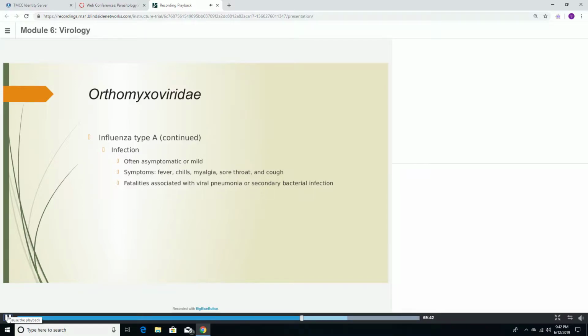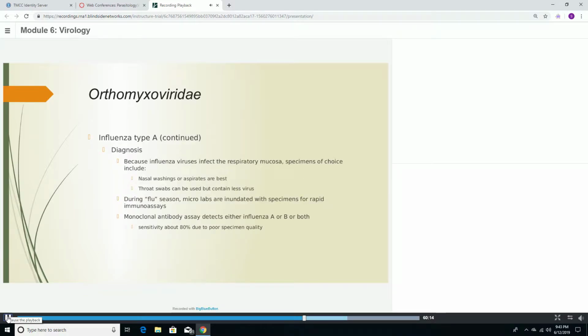The infection is usually asymptomatic or mild. Symptoms include fever, chills, malaise, sore throat, and cough. Fatalities are associated with viral pneumonia and secondary bacterial infection. Prevention: vaccination is the most effective method. A live attenuated vaccine, or weakened virus, is introduced to us. Individuals with allergies to chicken eggs should not be vaccinated because the virus is propagated in chicken eggs.